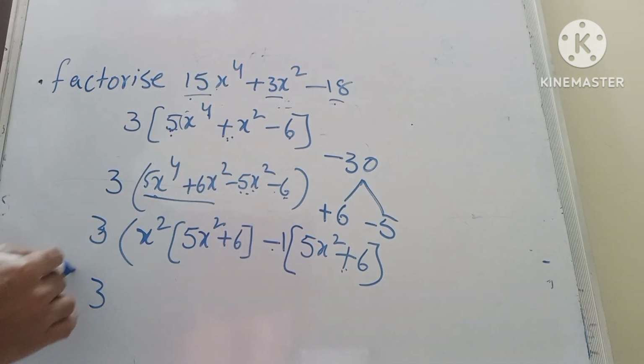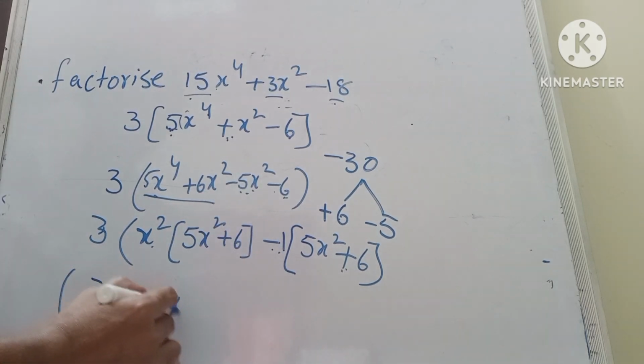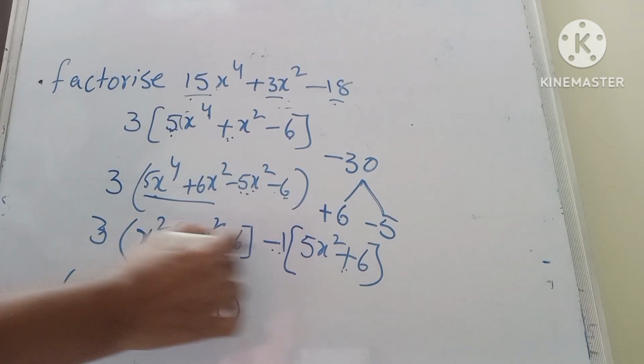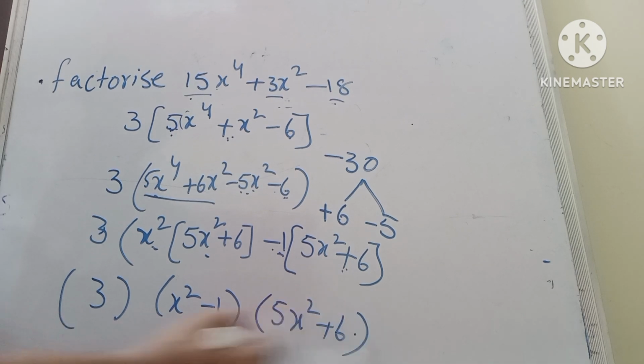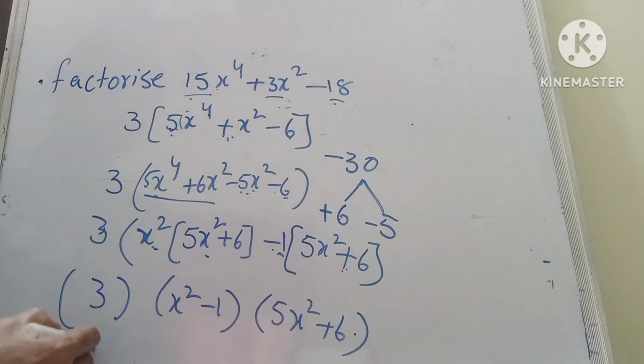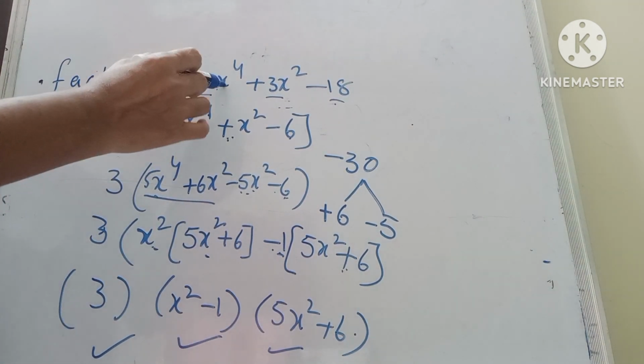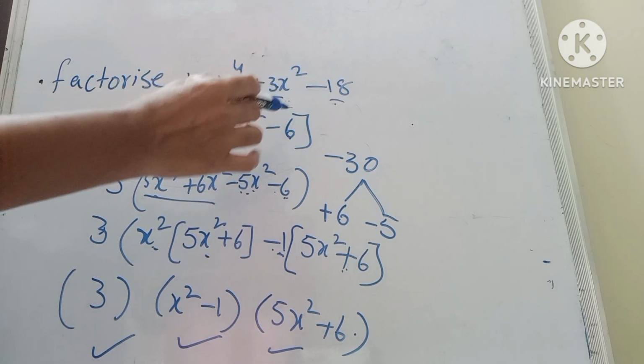So now 3 into x square minus 1 is one of the factors, and the other factor is 5x square plus 6. These are the 3 factors of 15x to the power 4 plus 13x square minus 18.